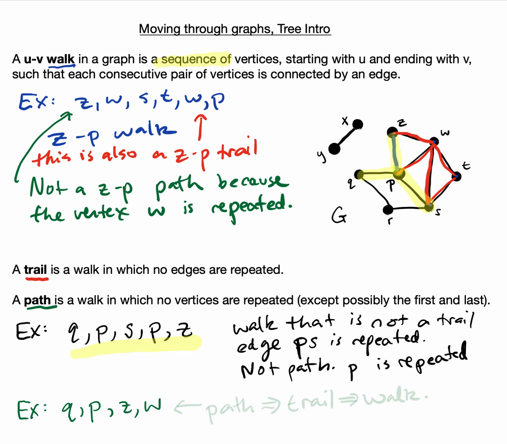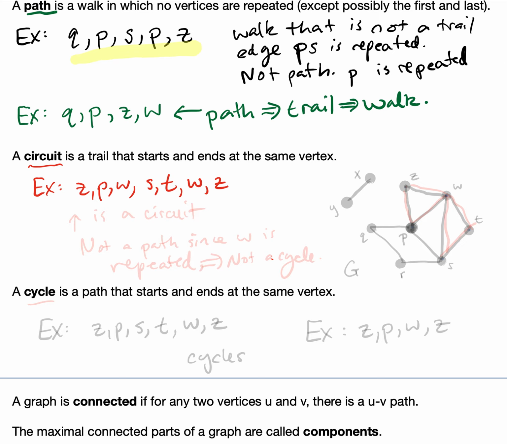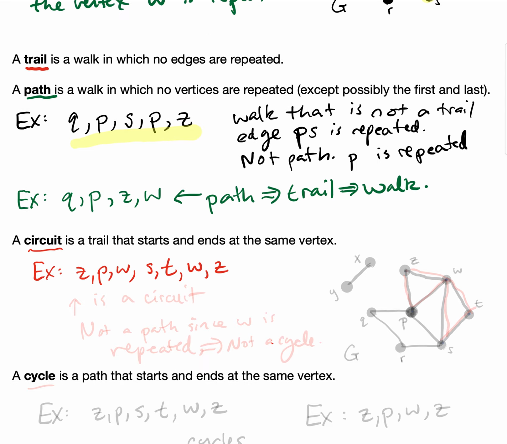Since so far we have no examples of paths, here is an example of a path, Q P Z W, a sequence of vertices where all consecutive pairs of vertices are adjacent. And notice that because it's a path, it is also a trail, and it is also a walk. Two more definitions here. A circuit is a trail that starts and ends at the same vertex. So remember that a trail is permitted to repeat vertices, but it is not permitted to repeat edges.